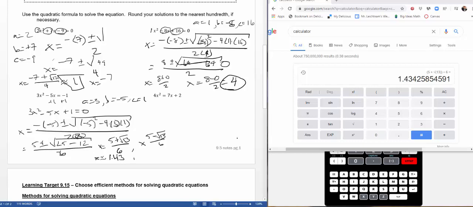And it looks like the second one is about, how about 5 minus the square root of 13, parenthesis, parenthesis, divided by 6. And x is about 0.23.